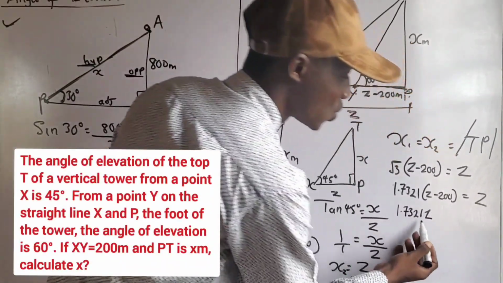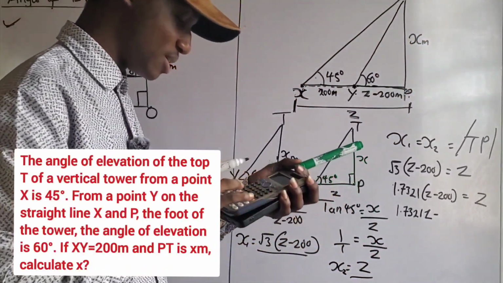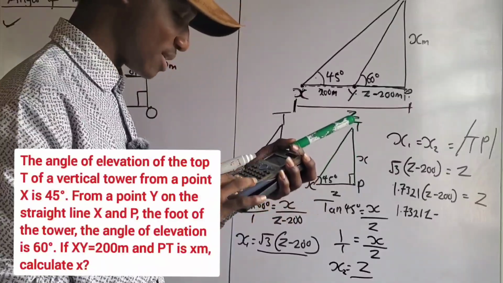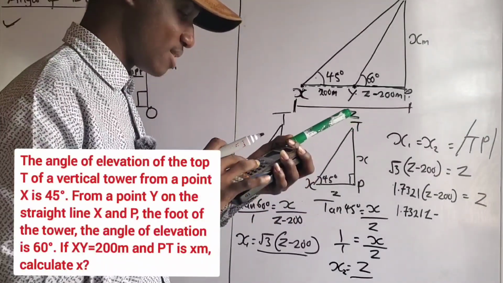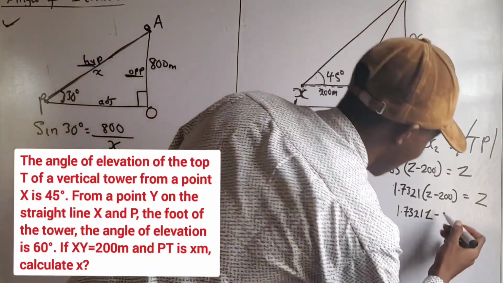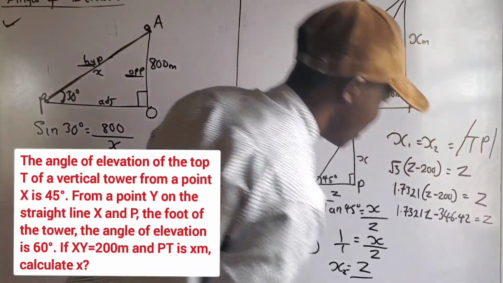1.7321z. This is not 2, it is z, okay? Minus 1.7321 times 200, which is 346.42. Minus 346.42 equals to z, okay?